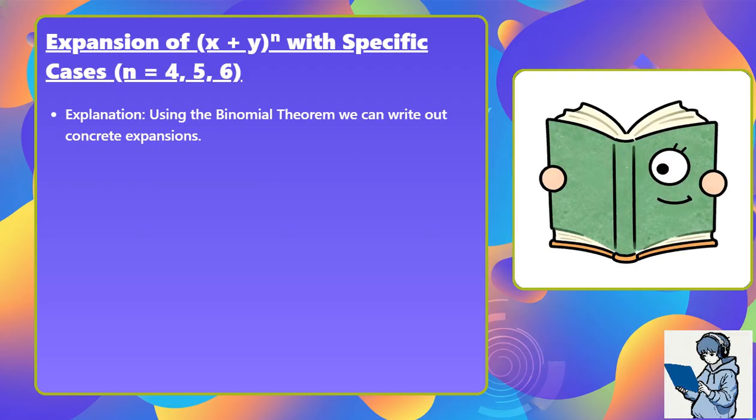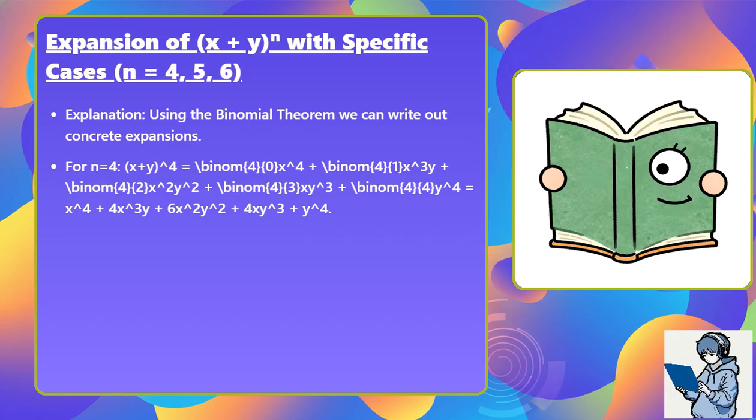Explanation: using the binomial theorem, we can write out concrete expansions. For n equals 4, (x plus y) to the 4th equals binomial coefficient 4 choose 0, x to the 4th, plus 4 choose 1, x cubed y, plus 4 choose 2, x squared y squared, plus 4 choose 3, x y cubed, plus 4 choose 4, y to the 4th, which equals x to the 4th plus 4x cubed y plus 6x squared y squared plus 4xy cubed plus y to the 4th.